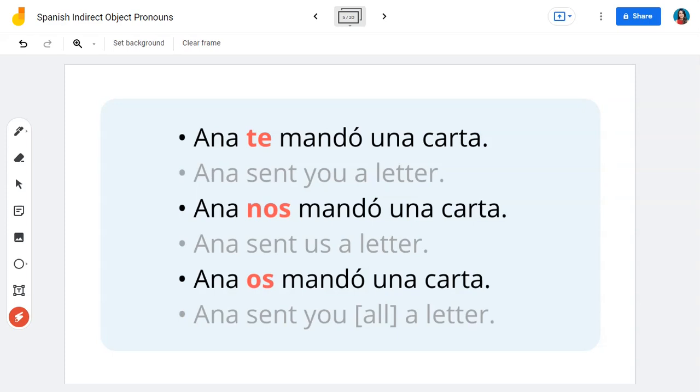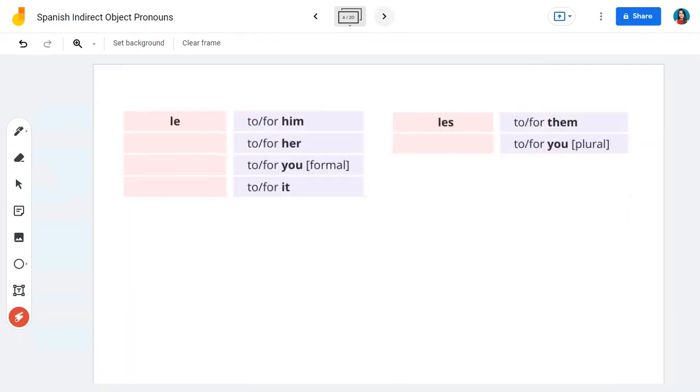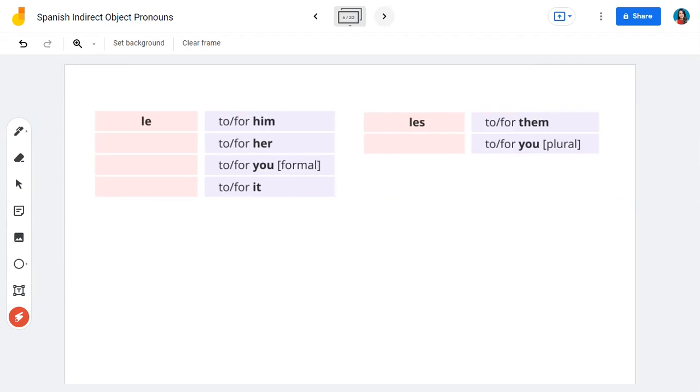So these are not ambiguous, but les and le are. Yeah, le can be translated into him, her, you formal, and it. Les can be translated into them and you. Now let's look at some examples. Okay, let me tell you something before that. Since there's no way to know the meaning of le out of context, it is usually accompanied by a little phrase that clarifies the meaning of le.